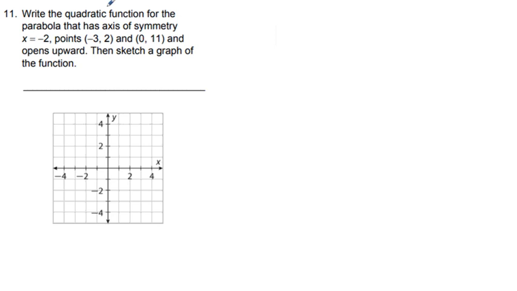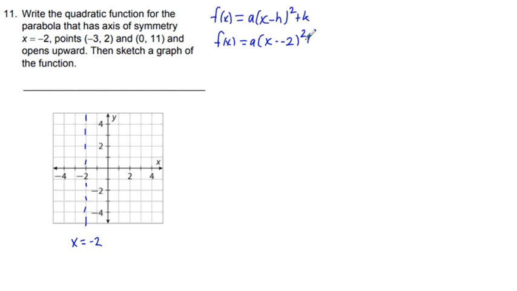Next, write the quadratic function for the parabola that has the axis of symmetry x equals -2, points (-3, 2) and (0, 11), opens upward, and sketch a graph of the function. What we have for this one is the basic function f(x) equals a times (x minus h) squared plus k. In this case, we're given x equals -2 as our axis of symmetry, so I'm just going to draw that in here. So our vertex is going to be on this axis of symmetry, x equals -2. So that's going to be f(x) equals a times (x minus -2) squared plus k.